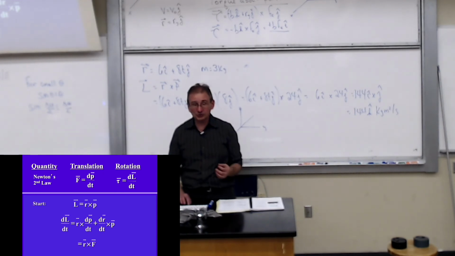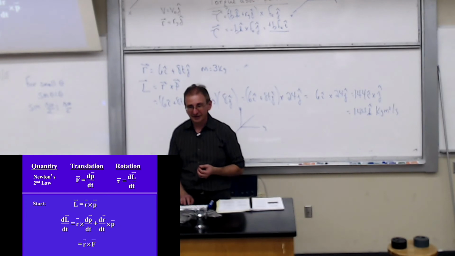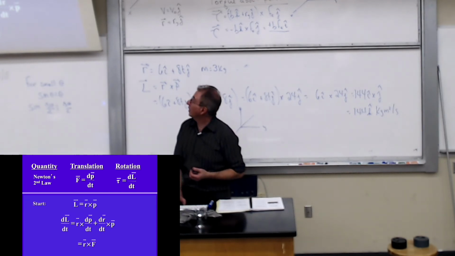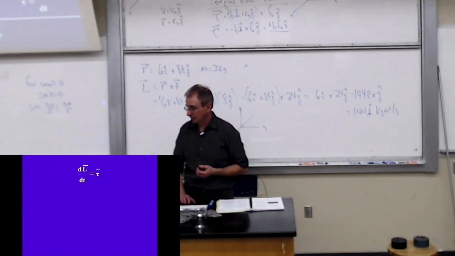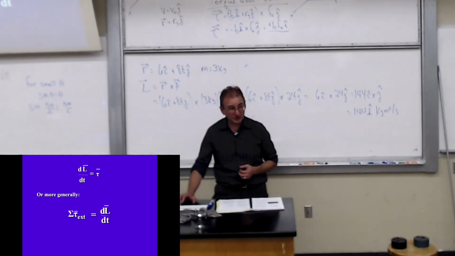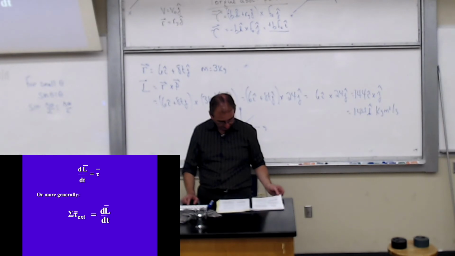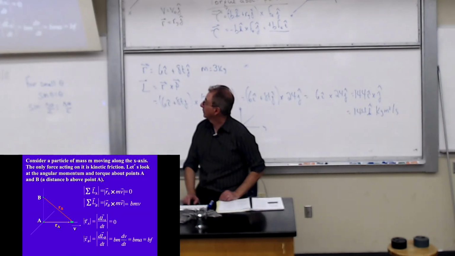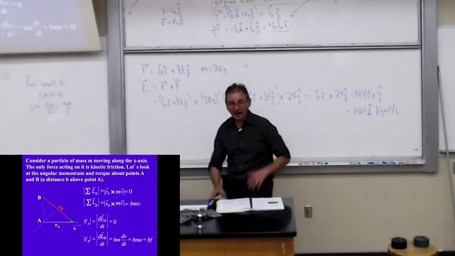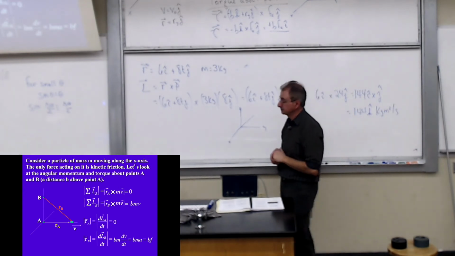Now we've introduced all the topics for rotational motion that we need to talk about. So dL dt is the torque, or the sum of the external torques is dL dt, which equals I alpha, in the case where the torque and alpha are parallel to each other.